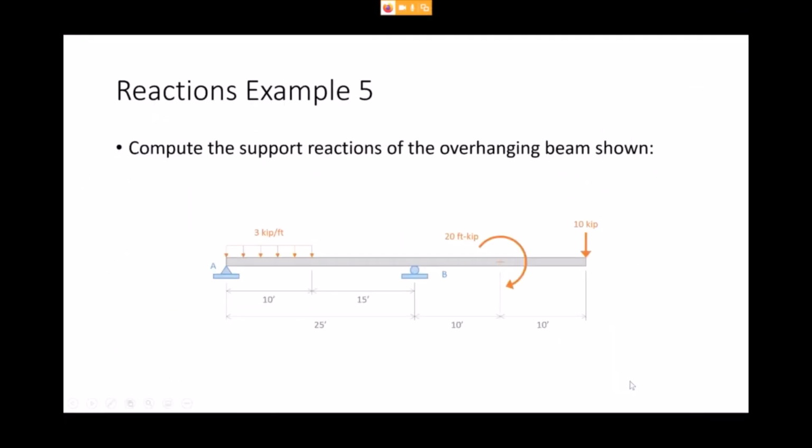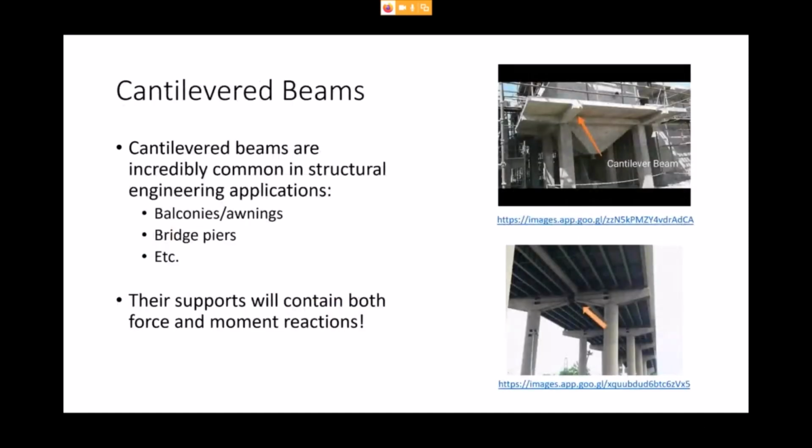Okay. So this is the example we just did. Hopefully that was clear. Unless anybody has any questions, we'll go ahead and move on to our second example, which is to look at cantilevered beams. And here's the thing. Cantilevered beams are incredibly common in structural engineering. Anytime that you have a balcony, anytime that you have, for instance, a bridge pier, like this pier right here, I can idealize that as a cantilevered beam.